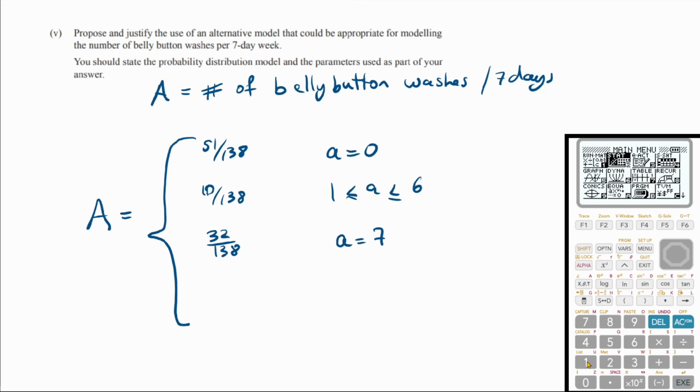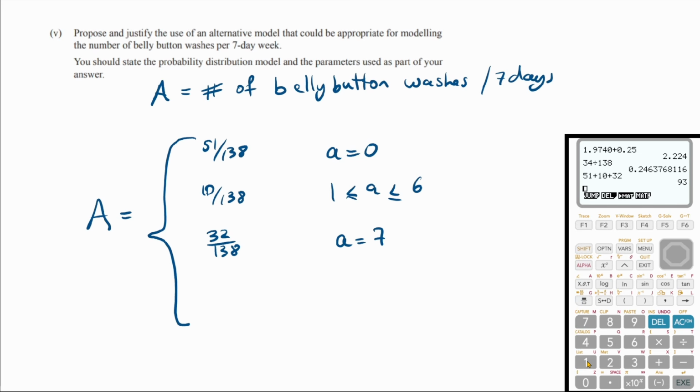And we're going to go to our normal menu. And they're not going to just randomly add to the correct number, right? So we have 51 over 138, sorry. Plus 10 over 138. So we have 51, we have 10, and we have 32. And they should add to 138, so we're missing some, right?